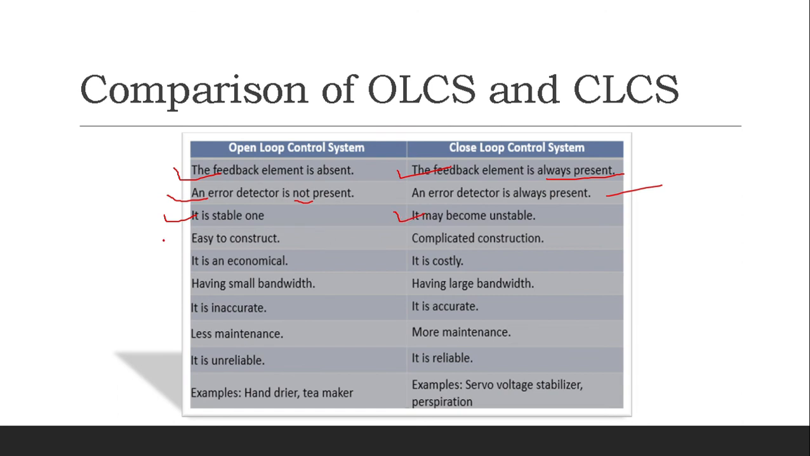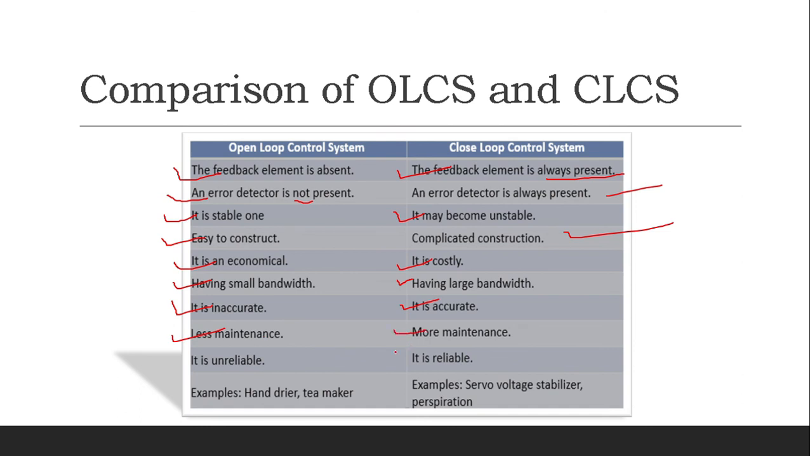This kind of system is very easy to construct, and as the feedback path or feedback element is present, the complexity of a closed loop control system will be more. That is why an open loop control system is economical and a closed loop will be costly. The same goes for bandwidth: open loop has small bandwidth, while a closed loop control system has large bandwidth. The open loop system is inaccurate because the feedback path is not present, but a closed loop control system is very accurate. The maintenance in an open loop control system is very little.